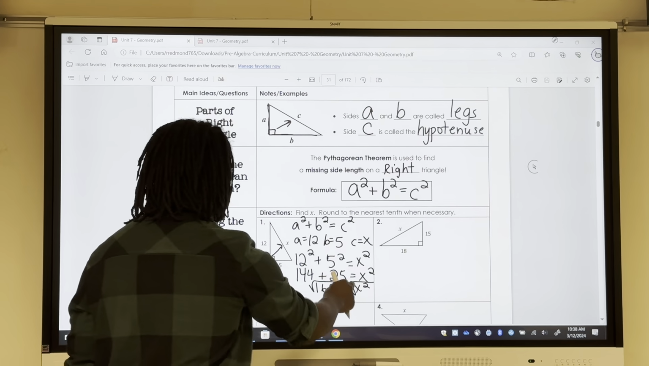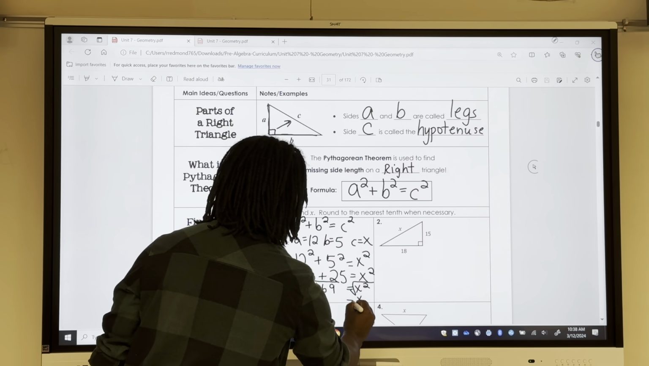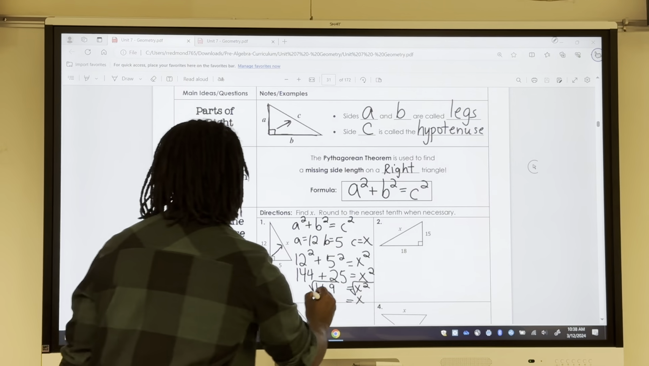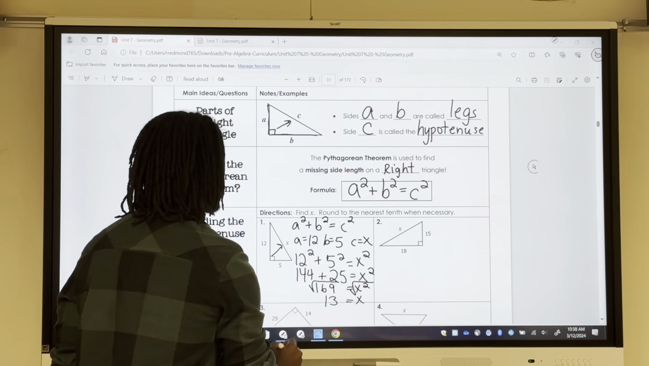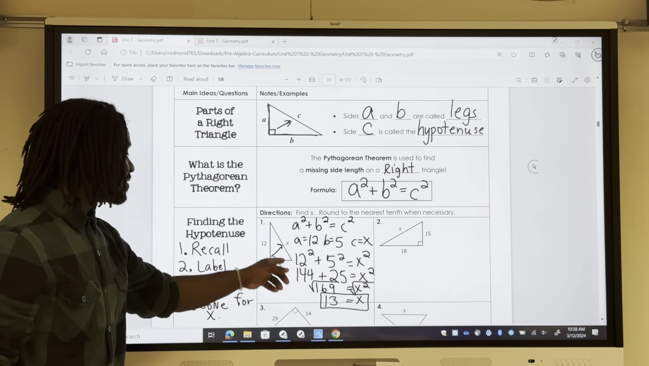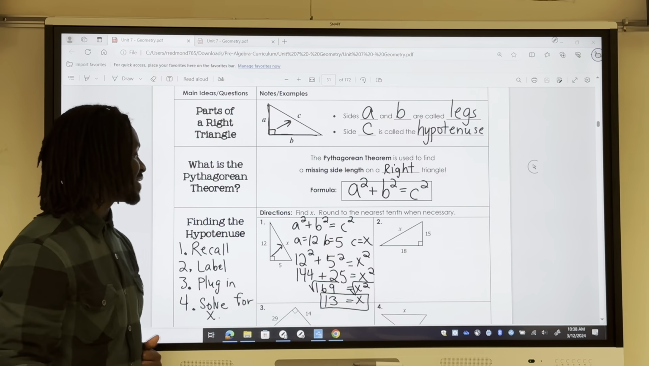So we square root that. That is going to get rid of the square. So we get x equals the square root of 169, which is 13. And so that is the length of the hypotenuse, the x. So x equals 13.